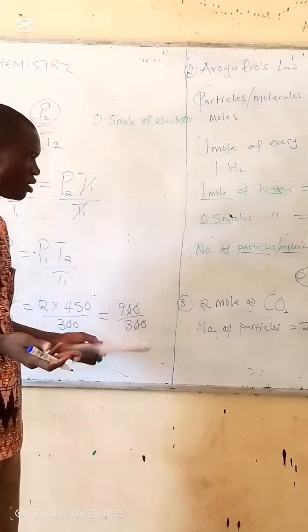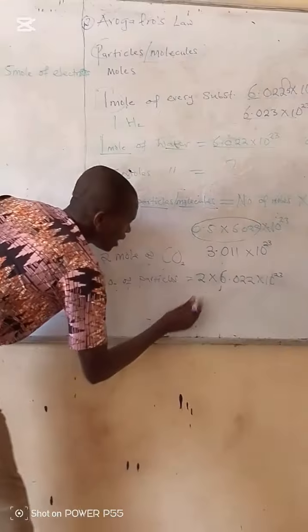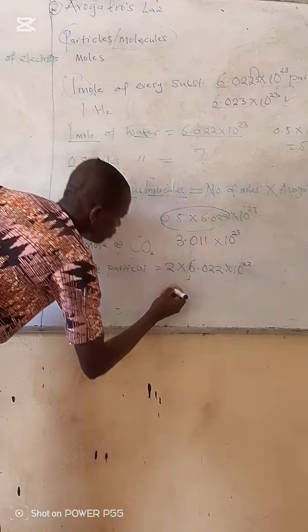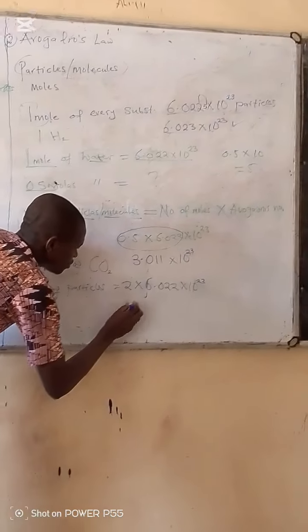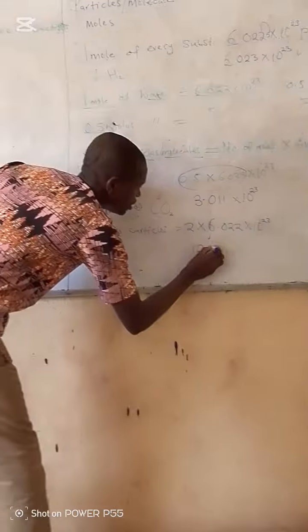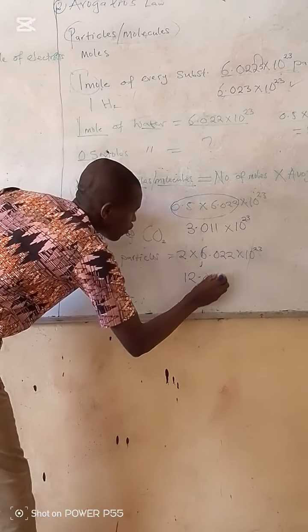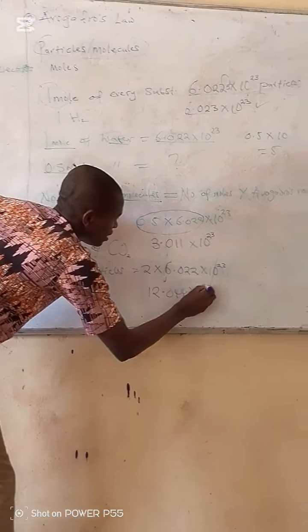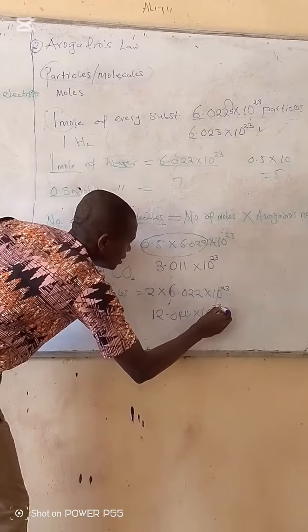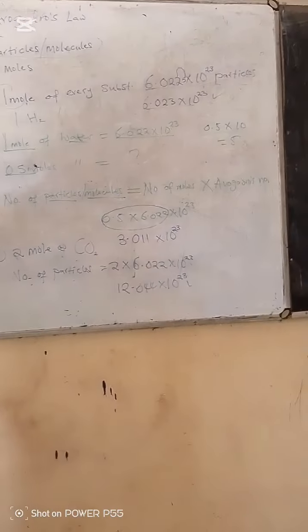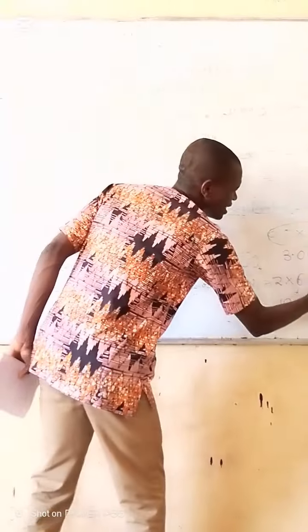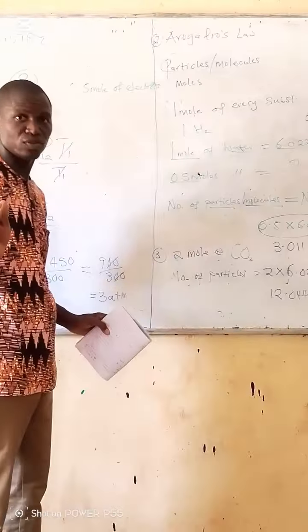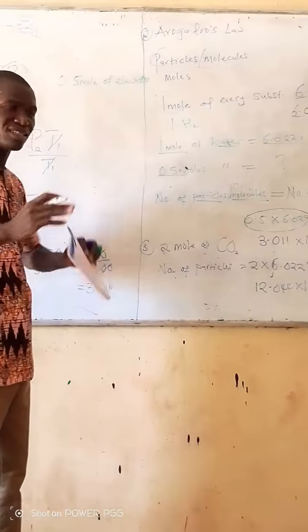So at this point now, 2 times 6.02, you may get something like 2 times 6 is already 12. So we have 12.044 times 10 raised to power 23. This is the final answer. Very simple. You see how I keep my standard form separate and work it out. It's very simple, as simple as this.